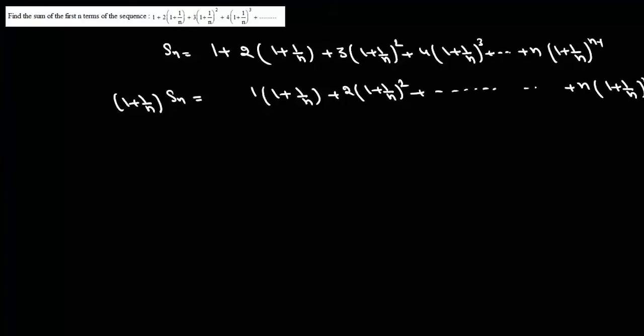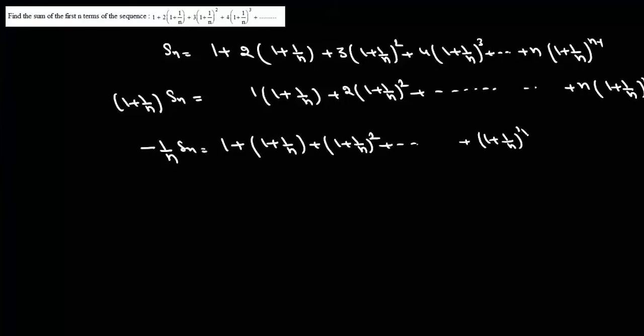Now we'll subtract this second series from the first. So we'll get minus 1 by n Sn, and here it will be 1 plus 1 by n, 1 plus 1 by n whole square, and I'll go all the way up to the term 1 plus 1 by n whole to the power of n minus 1, minus n into 1 plus 1 by n whole to the power n.